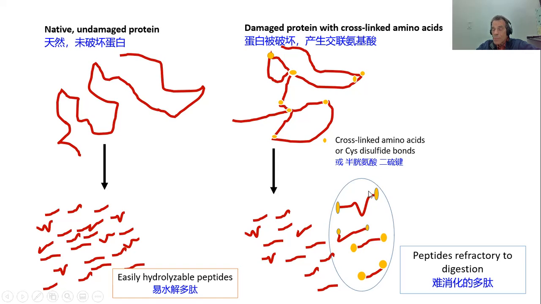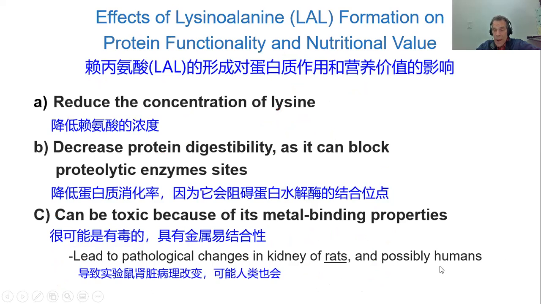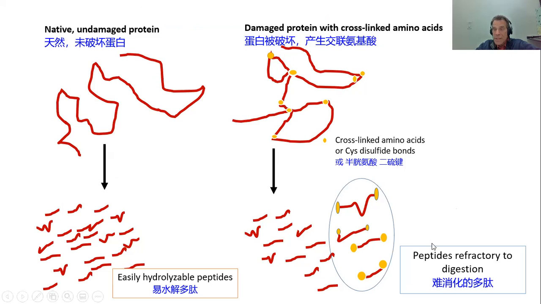But then you end up with these polypeptides, which can be relatively short and soluble, but they're capped off by these cross-linked amino acids, and they can actually be refractory to digestion. They can be difficult to digest by the animal. This can be disulfide bonds, cysteine to cysteine linkage, or it could be linkage between dehydroalanine and lysine, dehydroalanine with histidine, and the like.